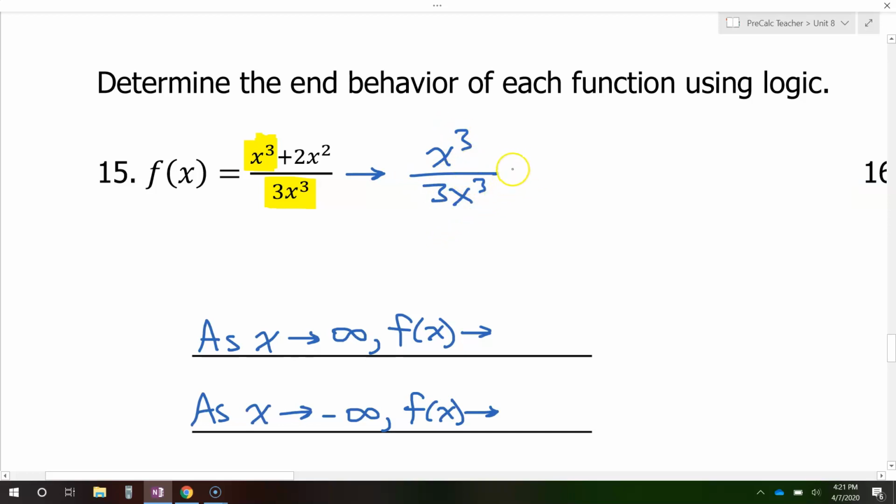Now, simplifying this down a little bit, this is the same thing as 1/3, because the x to the third powers cancel each other out and we get 1/3. That tells us that as x gets either really, really big or really, really small, because the x's are gone at this point, either way, it's going to approach 1/3.